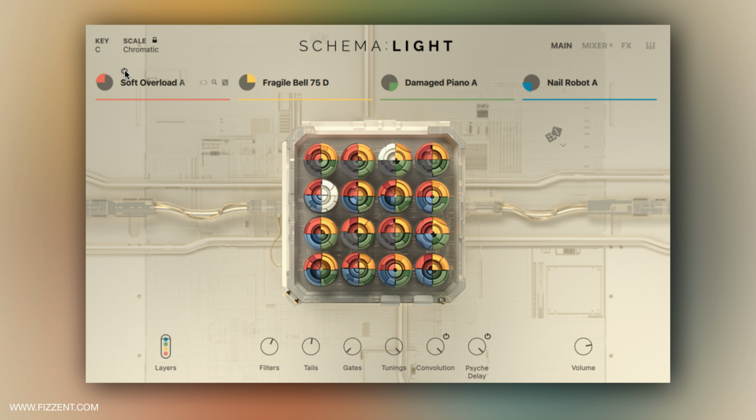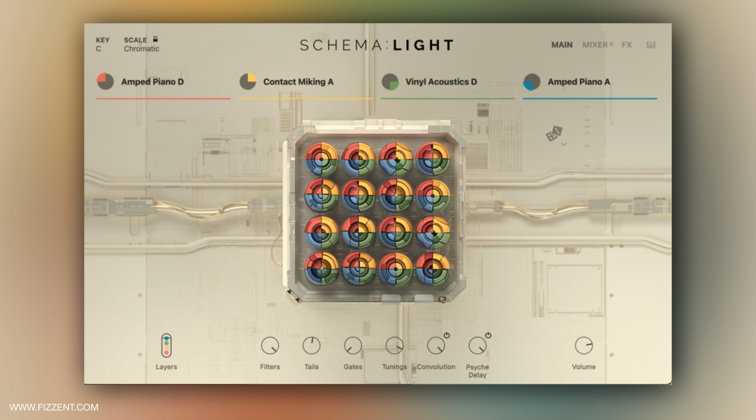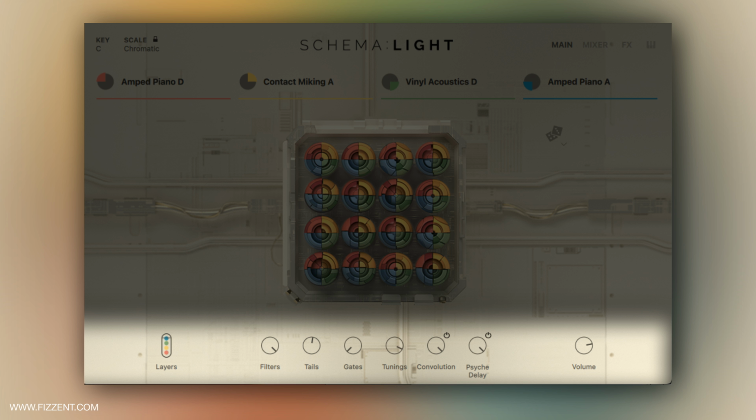Since the 4 layers can play different patterns with different lengths and at different rates, this gives you a quick overview of the play position in each layer and how the various layers combine. Macros and performance controls. The macros and performance controls are always visible at the bottom of the instrument. These controls adjust key loop or effect parameters for immediate tweaking of sounds.